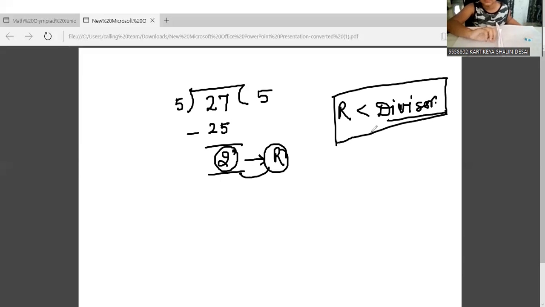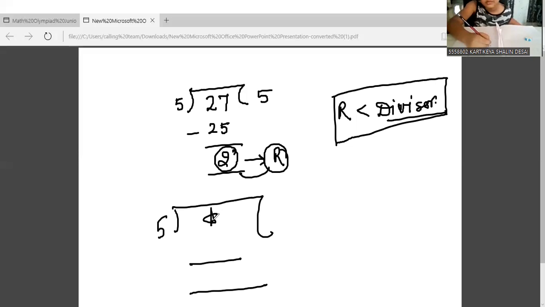Correct? That remainder should be less than the divisor. So what can be the remainder if we divide a number by 5? Whatever the number is, I don't know the actual number. So what can be the remainder? What are the possible remainders when we divide a number by 5? 1, 2, 3, 4, and 0 also, because the number can be divisible by 5 as well.